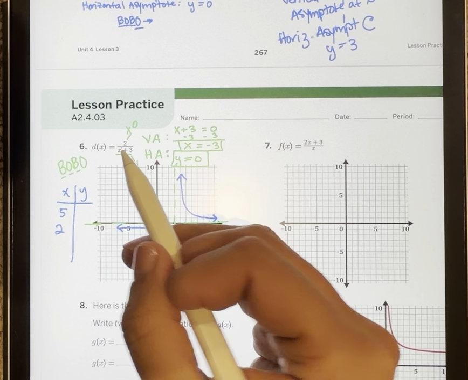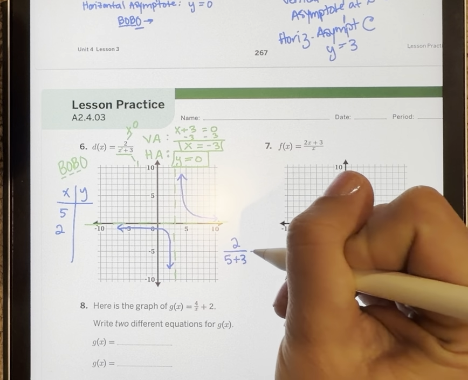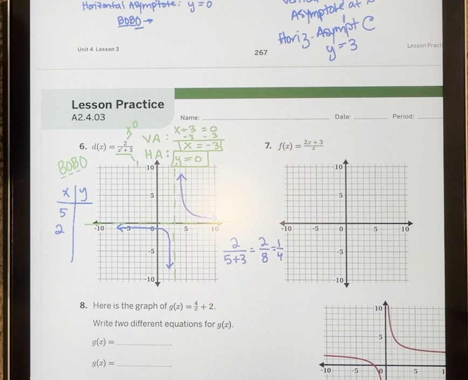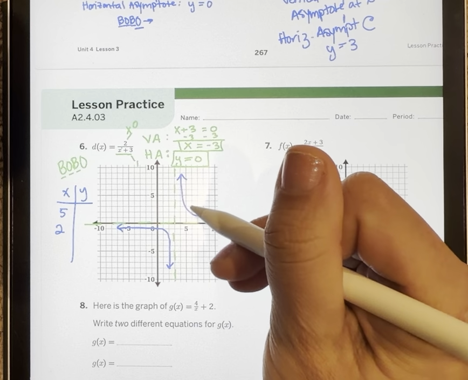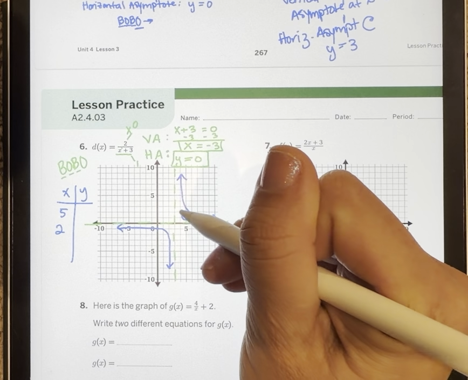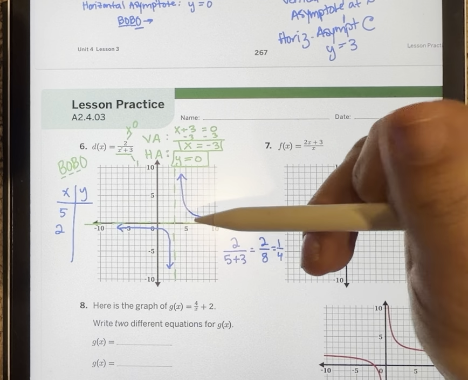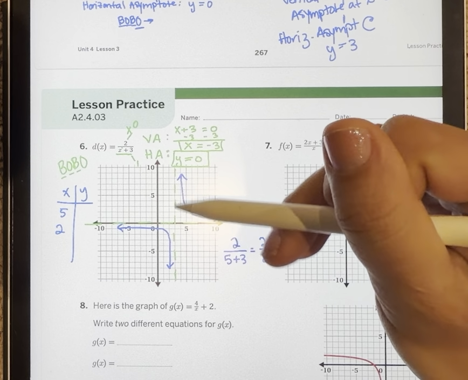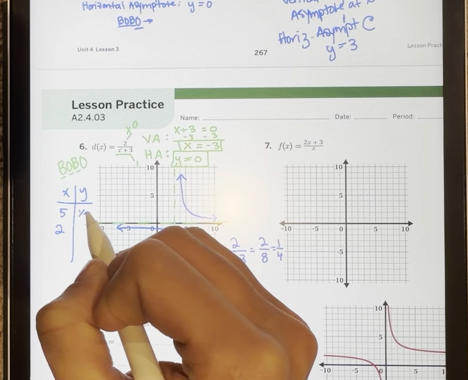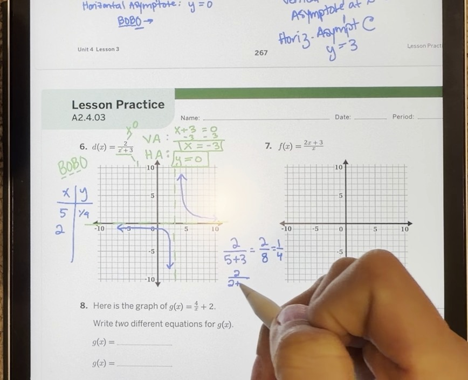If I plug 5 in for x, I get 2 divided by 5 plus 3. And 2 divided by 5 plus 3 is 2 divided by 8, which is 1/4. It's positive, which means the curve should be up. So it should have been like this, but still close enough. Remember it's just a sketch, so it doesn't have to be perfect. The key is that it's in the right little enclosed region of the asymptote, which it is. And then at 2, I plug in 2 for x. I get 2 divided by 2 plus 3.